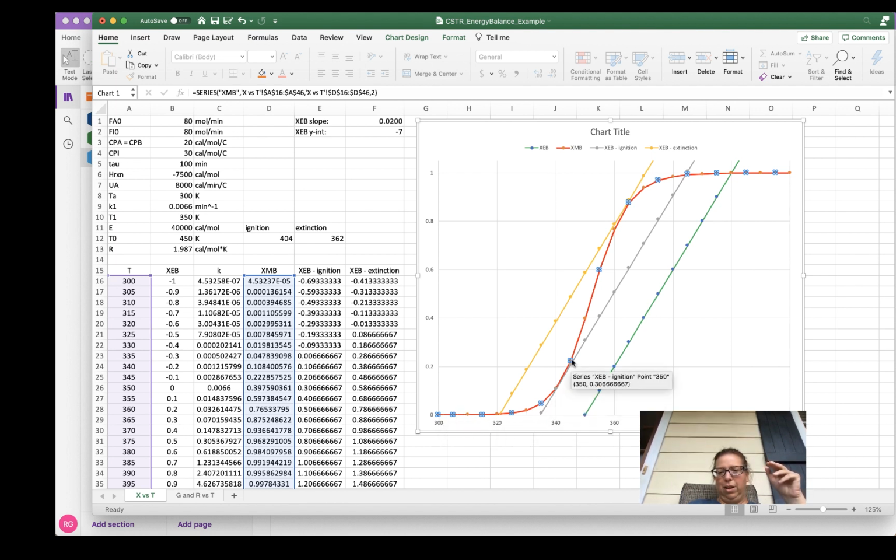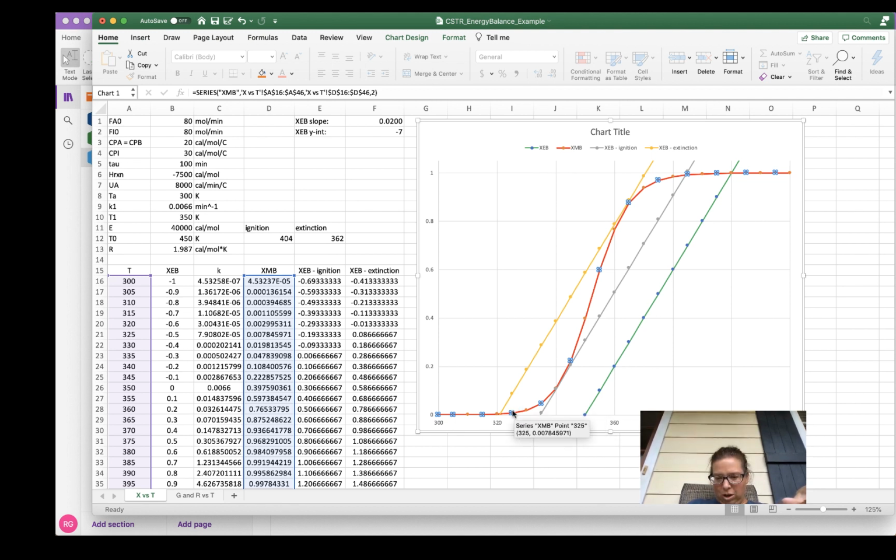At some temperature that lights off and then achieves a conversion of near 1. So the mole balance is very sensitive to the temperature. And it has this S-shaped curve, and the reason it has this S-shaped curve is because of the rate constant. So at low temperatures, the rate constant is very small. There's not enough energy to surpass the activation barrier.